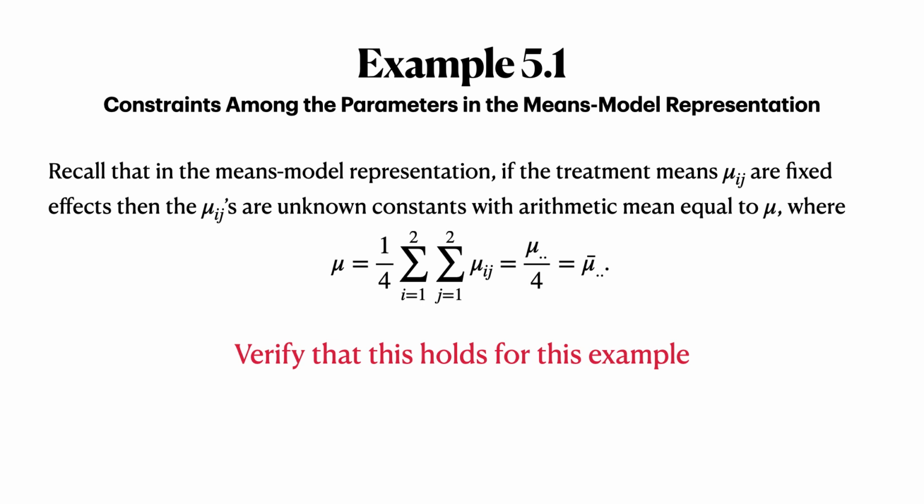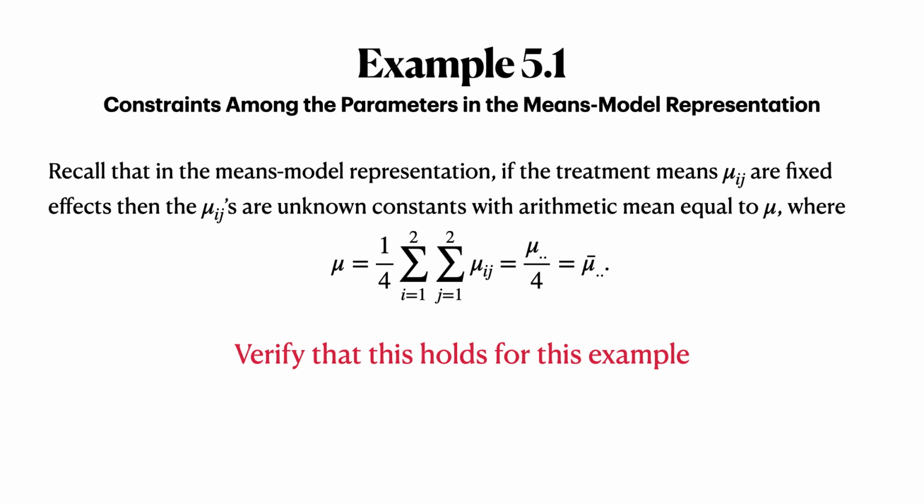Now recall that in the means model representation of the treatment means, if the treatment means mu ij are fixed effects, then the mu ij's are unknown constants with arithmetic mean equal to mu. So mu is equal to 1/4 times the sum of the 4 treatment means.